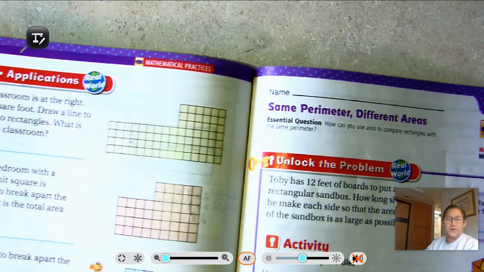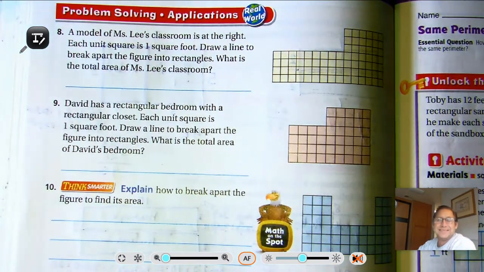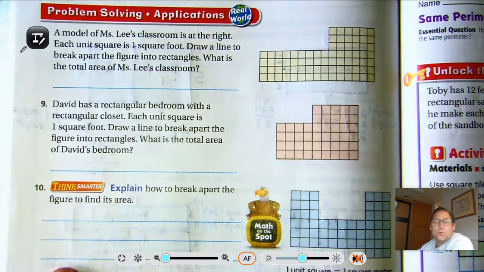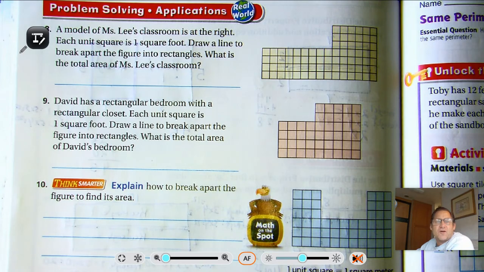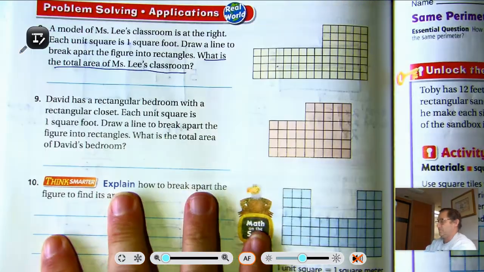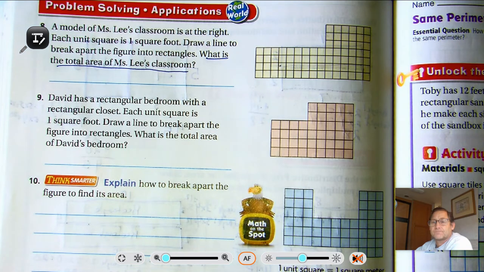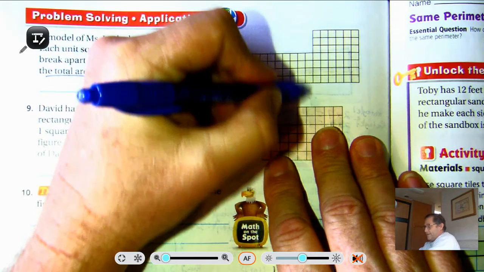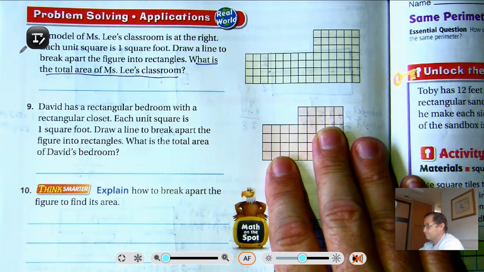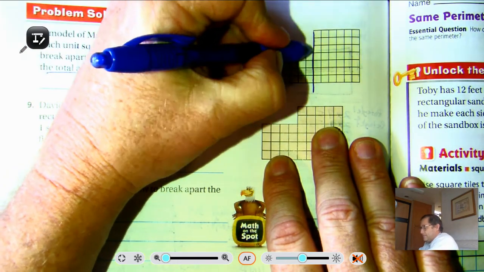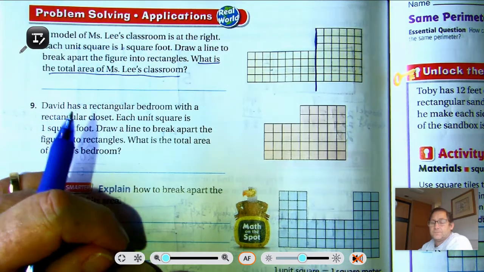All right, number 8. A model of Ms. Lee's classroom is at the right. Each unit square is 1 square foot. Draw a line to break apart the figure into rectangles. What is the total area of Ms. Lee's classroom? Okay, I could go this way or I could go this way. I think I'm going to go this way to have a smaller side.